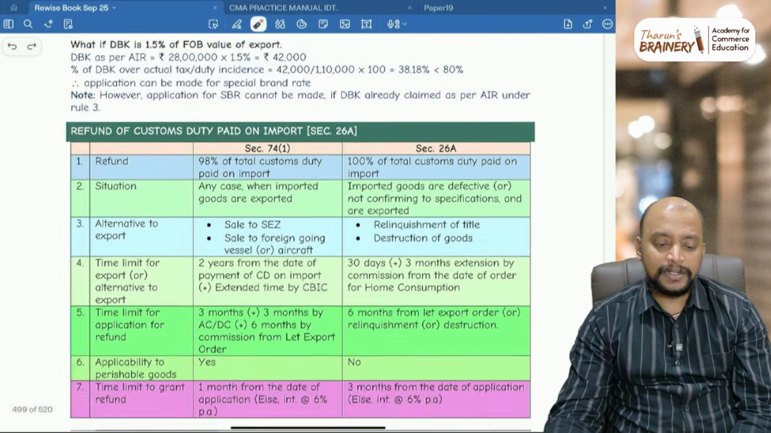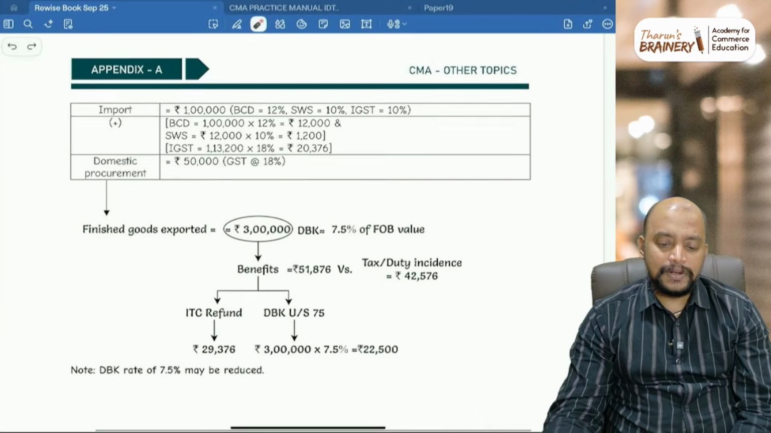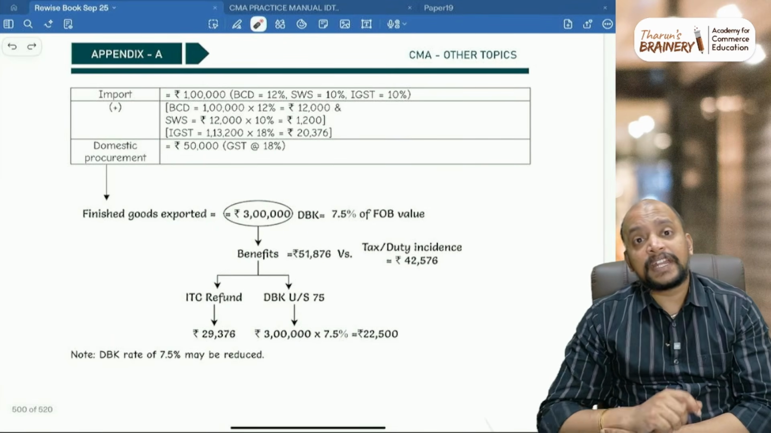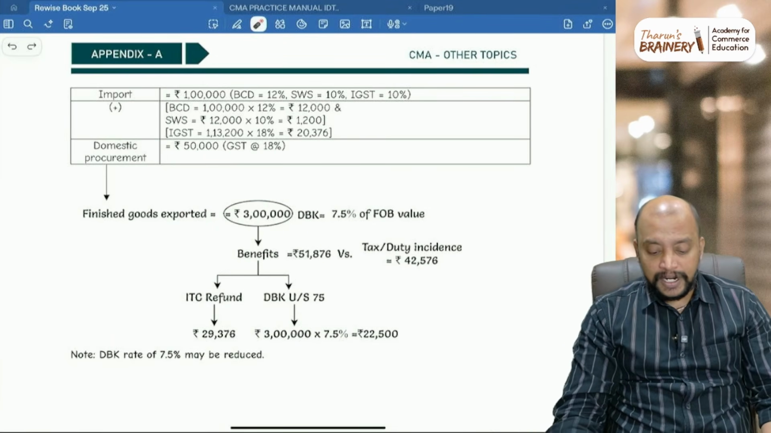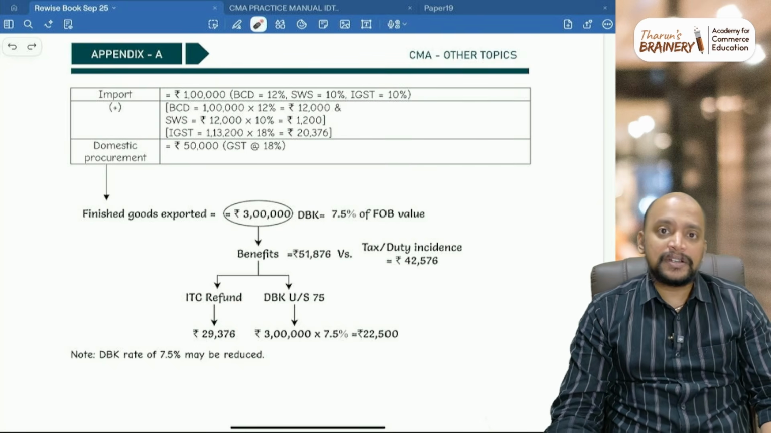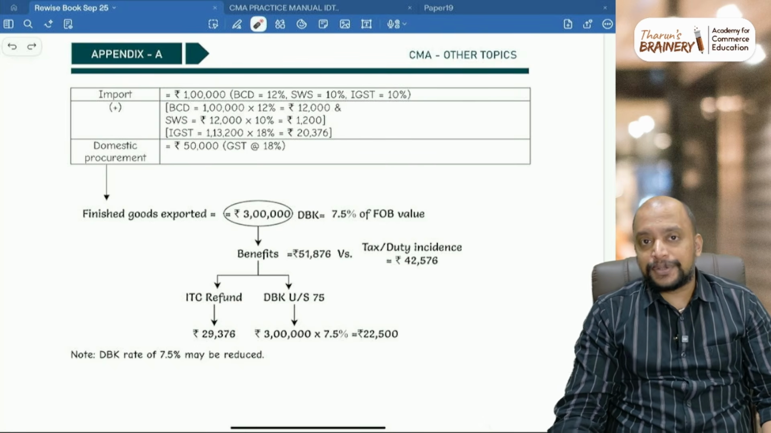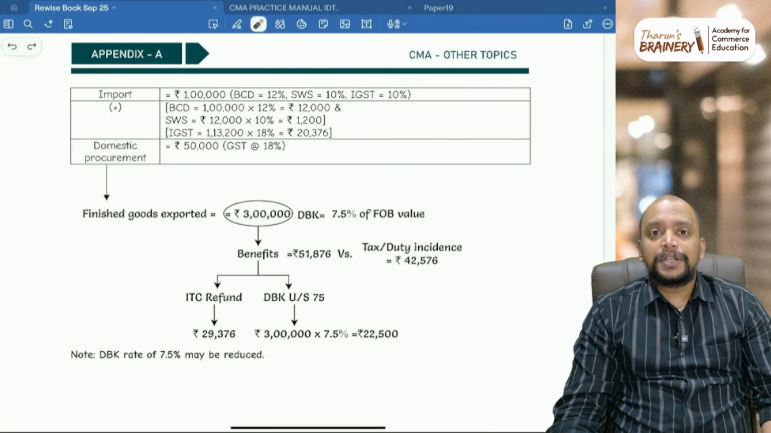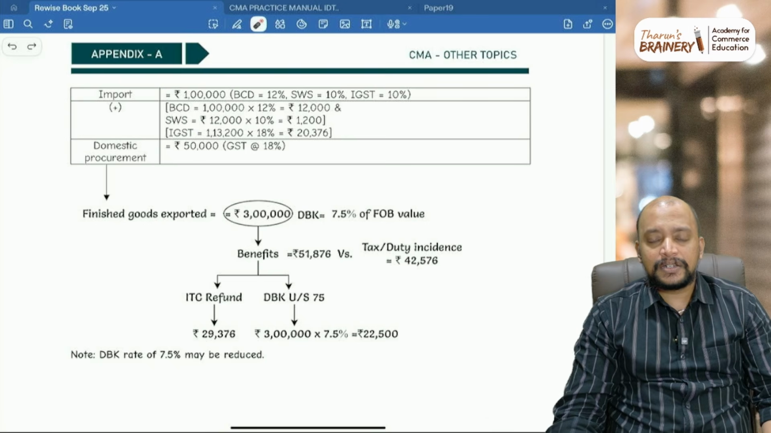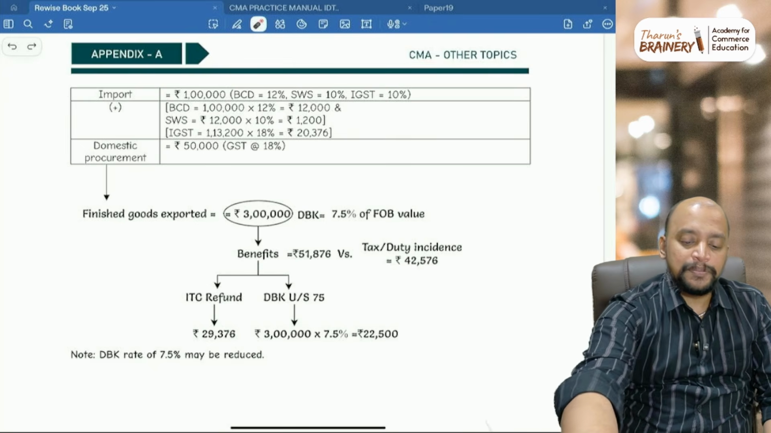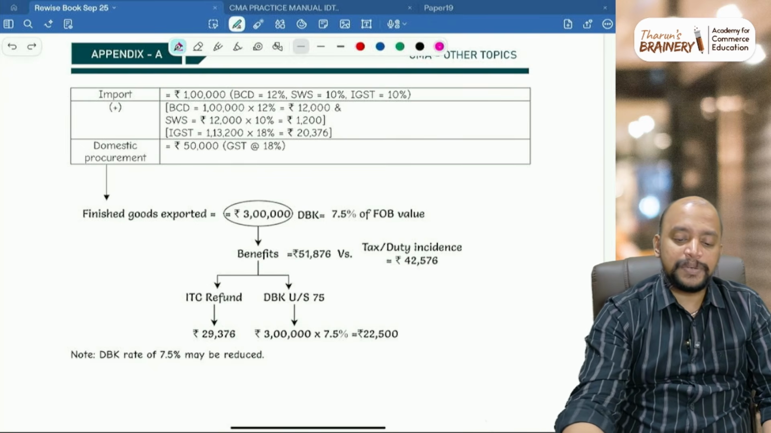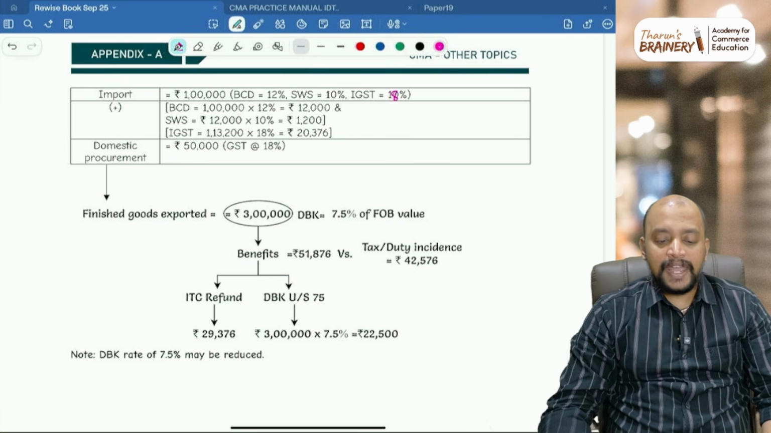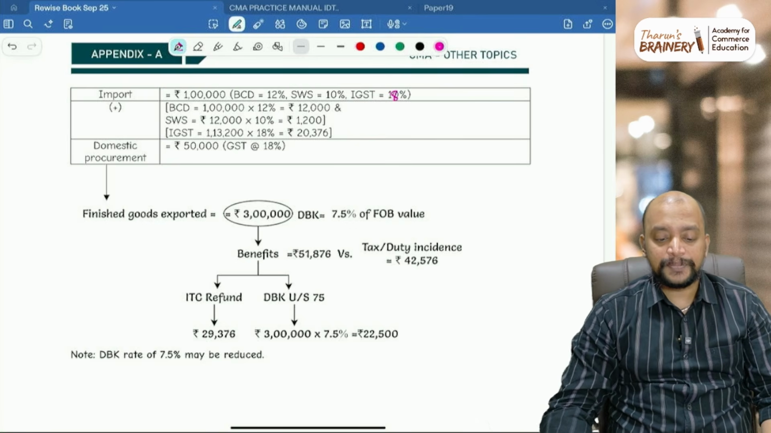Okay. And look into the next page. Sometimes if you are getting more benefit than the customs duty paid, the duty drawback rate can be reduced. So see this example. You are importing and the customs duty is 12%, so 12,000. Social welfare surcharge 10%, that is 1,200. And IGST is 18%. So therefore we have 20,376.